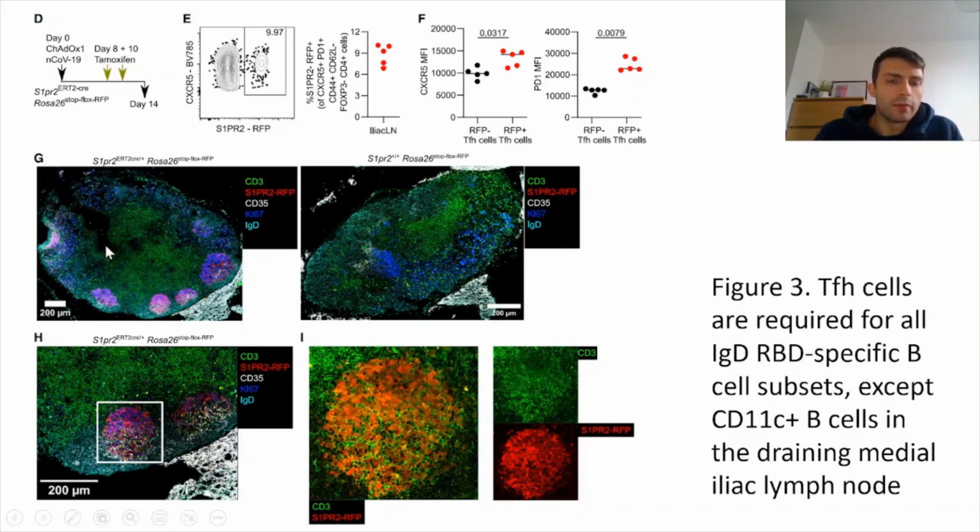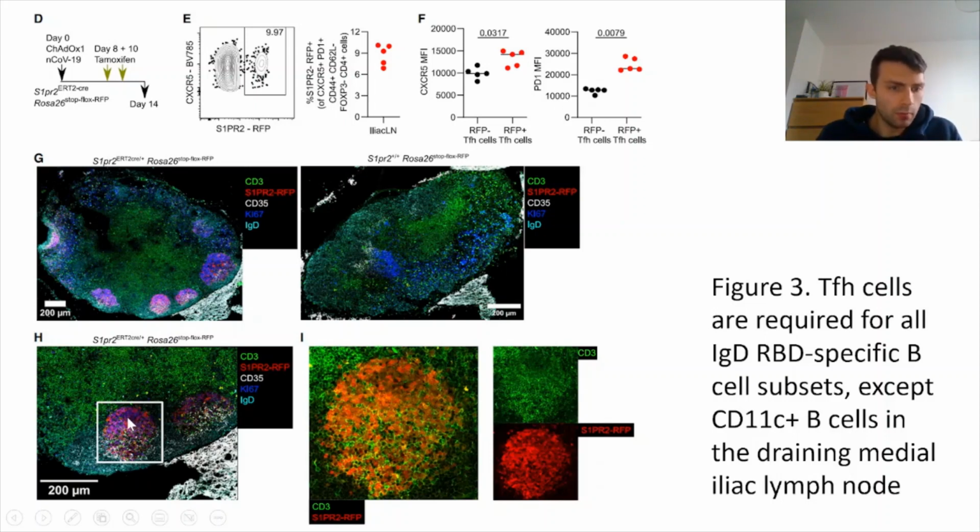So on the left we have S1PR2 being active. We can see the red staining, and on the right we have a control mouse in which there is no red visible under the microscope. So S1PR2 is not active, or the S1PR2 RFP labeling is not active.